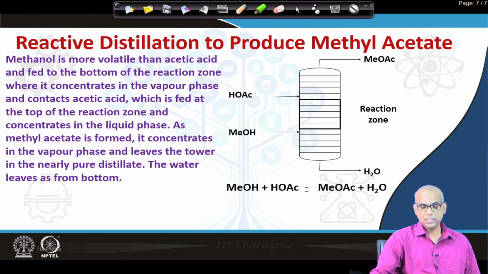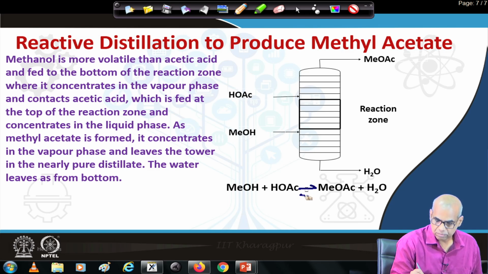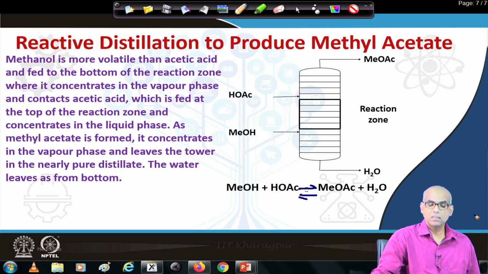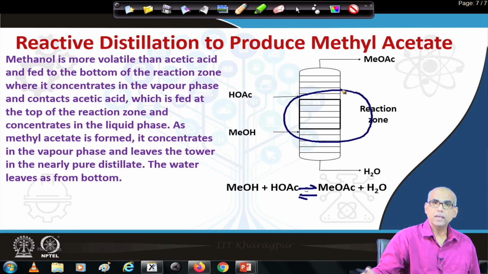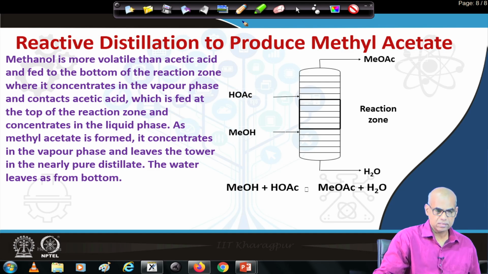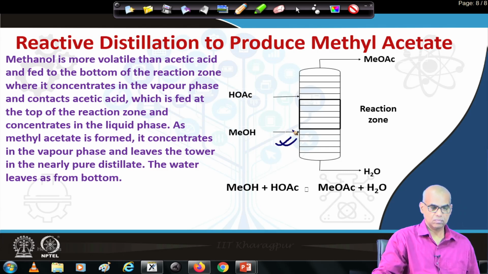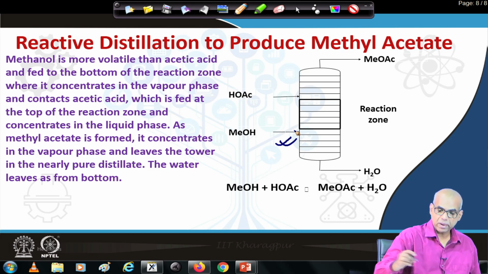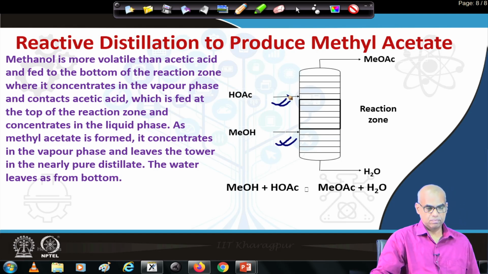Now, let us consider reactive distillation of methanol and acetic acid to produce methyl acetate. Now, this is being carried out in a reactive distillation tower where this part indicates the reaction zone. Methanol is more volatile compared to acetic acid and it is fed to the bottom of the reaction zone. When methanol is fed to the bottom of the reaction zone, it concentrates in the vapor phase and contacts acetic acid, which is fed at the top of the reaction zone and concentrates in the liquid phase.